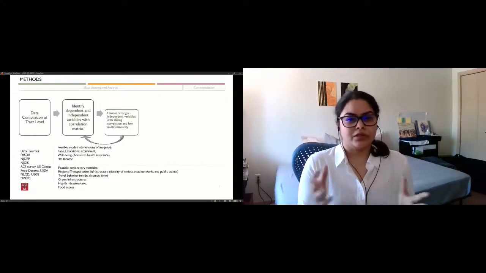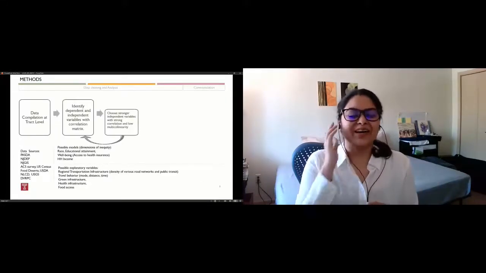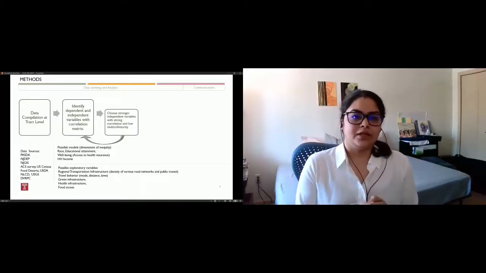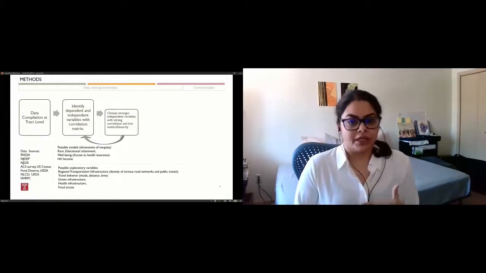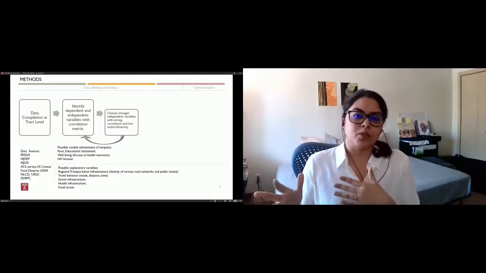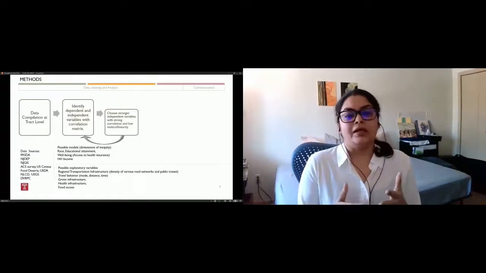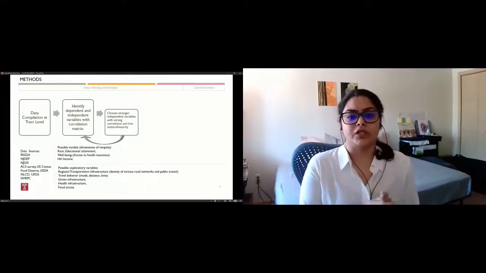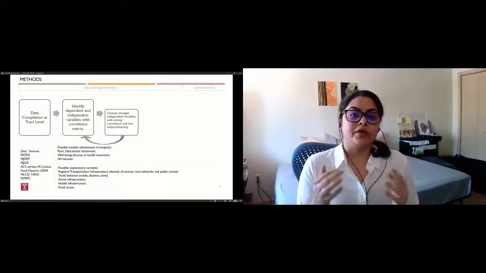So quickly going through the methods, because that's the boring part. I begin with the data compilation at tract levels from various open data repositories at the federal level and the state level. And eventually, going through the process again and again, we identified 4 dimensions of inequity, which are race, education and attainment, well-being through access to private and state-sponsored health insurance, and income. And we also chose independent variables which had strong correlation with these dimensions and low multicollinearity amongst themselves.